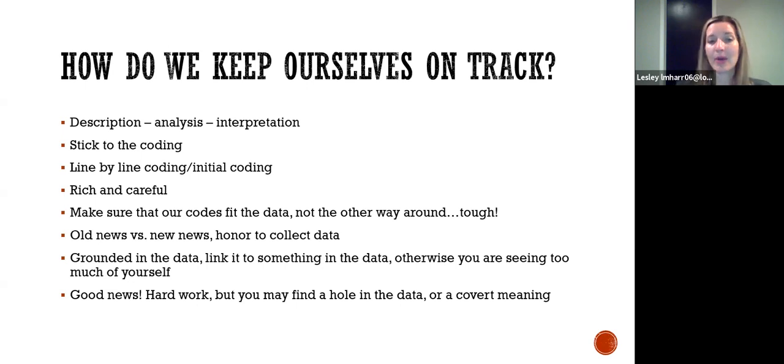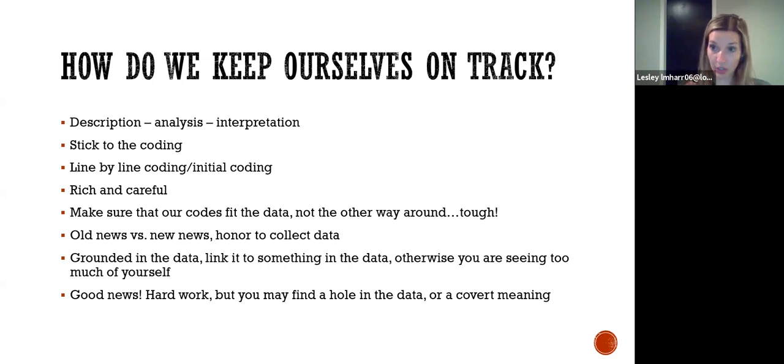So how do we keep ourselves on track, with all these ideas floating around in our heads on how to build good bones and do good initial coding? We want to think of this level approach. The first level is description. Then we do analysis, and then we do interpretation. We want to stick to the coding, doing line by line initial coding.